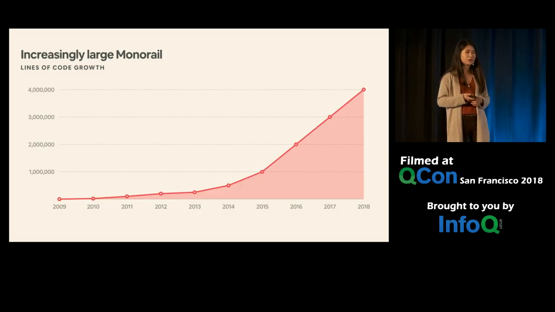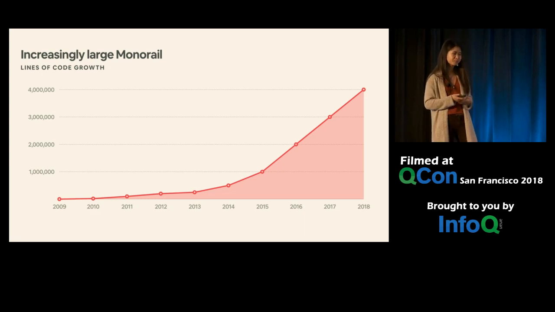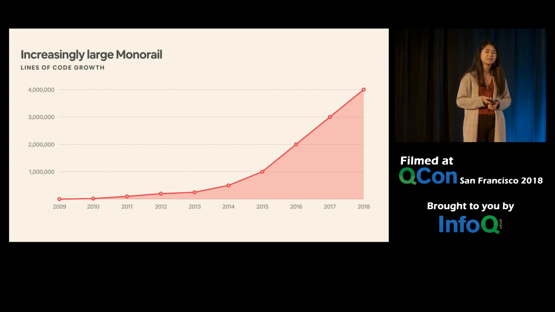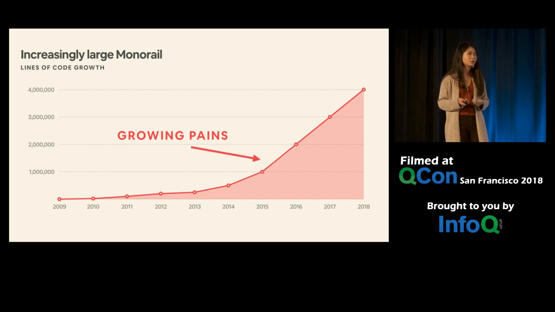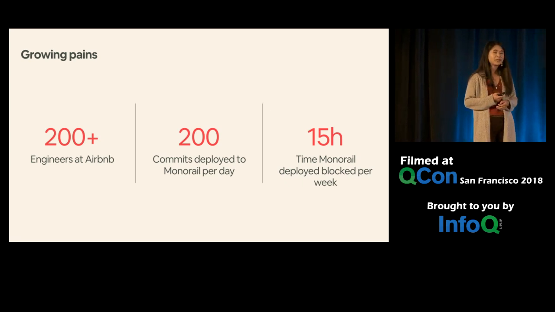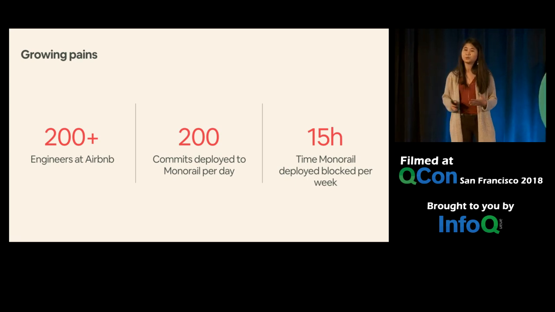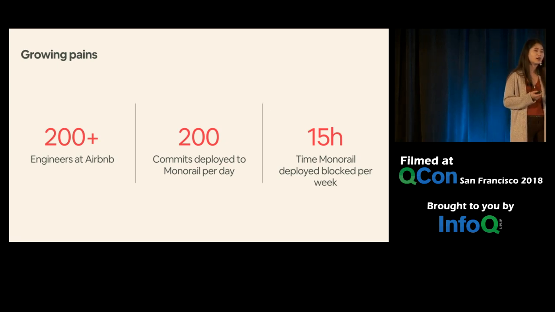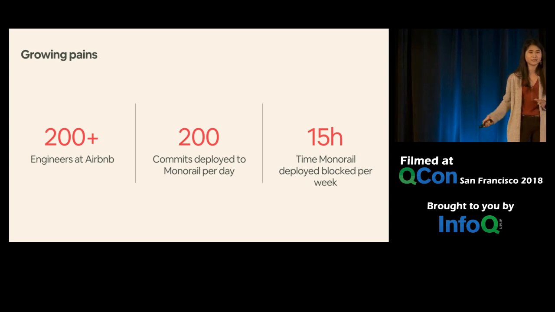Our lines of code in Monorail began to grow as well, and it shaped similarly as our engineering team's growth. We were adding more features to our Monorail, but we had a single database, which meant these additional dependencies were making our database less reliable. We began to feel these growing pains around the 2015 time. Then we had over 200 engineers. We were deploying 200 commits to our Monorail to production every day. However, we were experiencing around 15 hours on average of time where our Monorail was blocked. We couldn't deploy due to reverts or rollbacks.